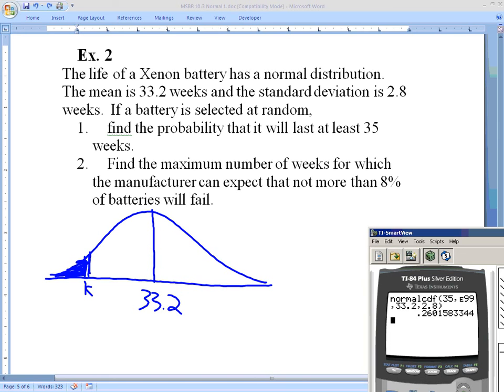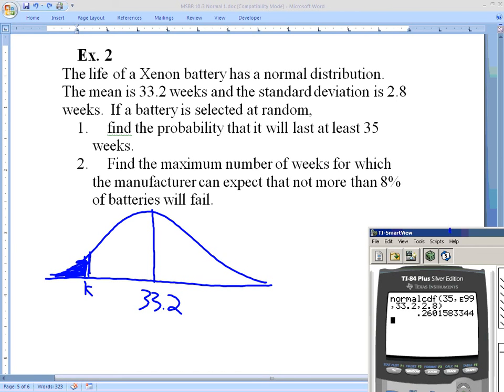And so we're going to do our shading. Is it to the left or the right? We need to ask ourselves. Again, the calculator likes the left, and that's how we've got it shaded. So our K value would be where the area is no more than 8%, not any more than that.